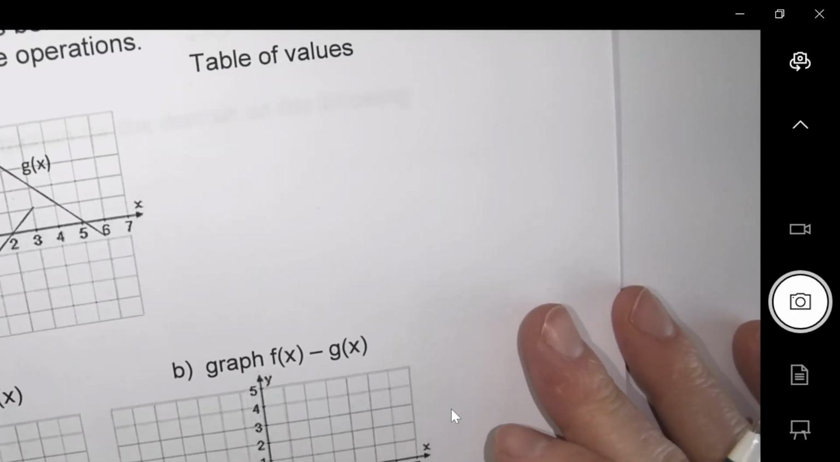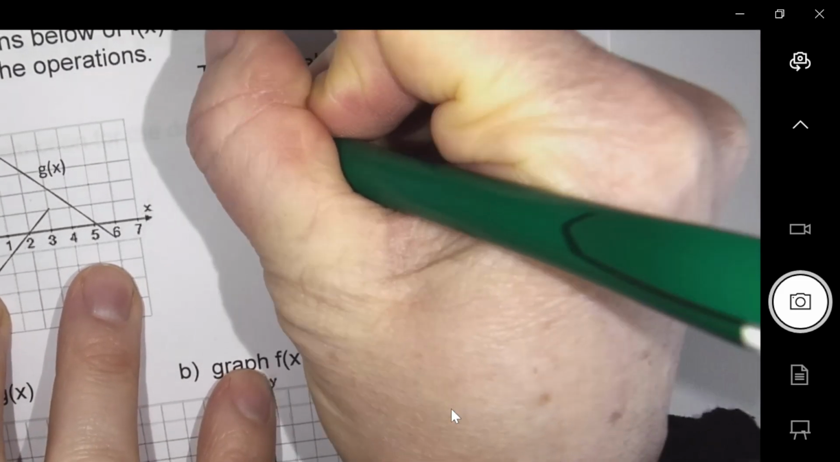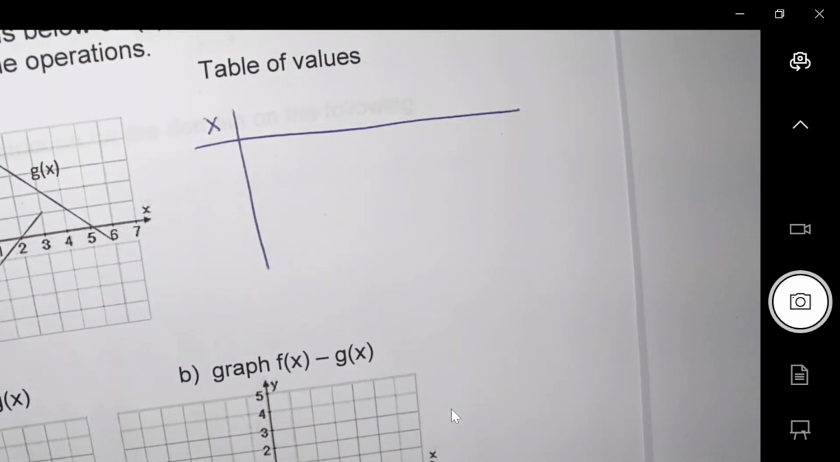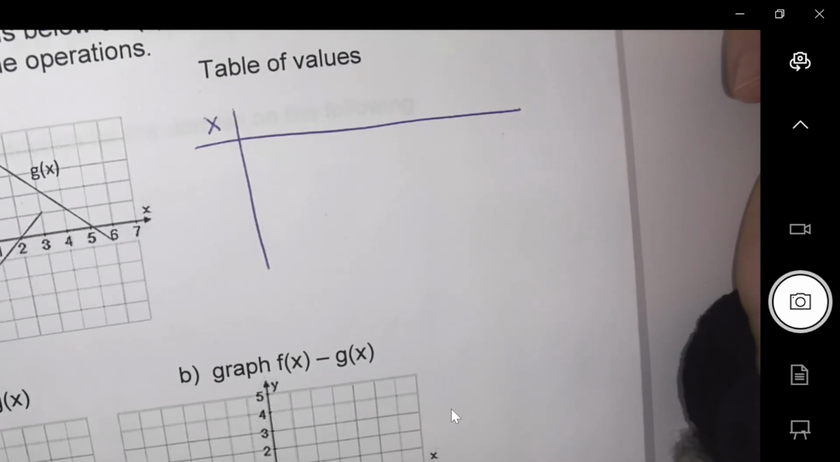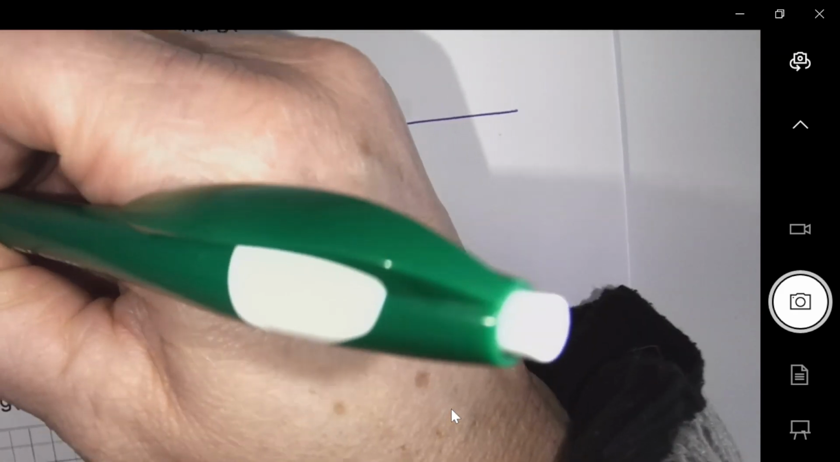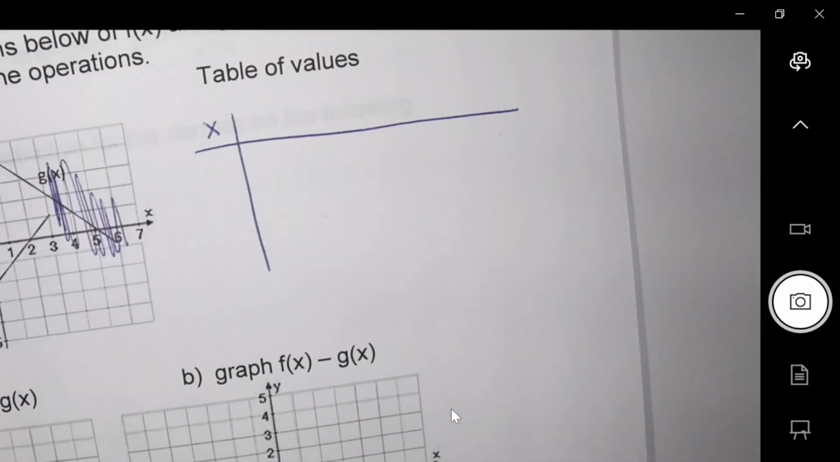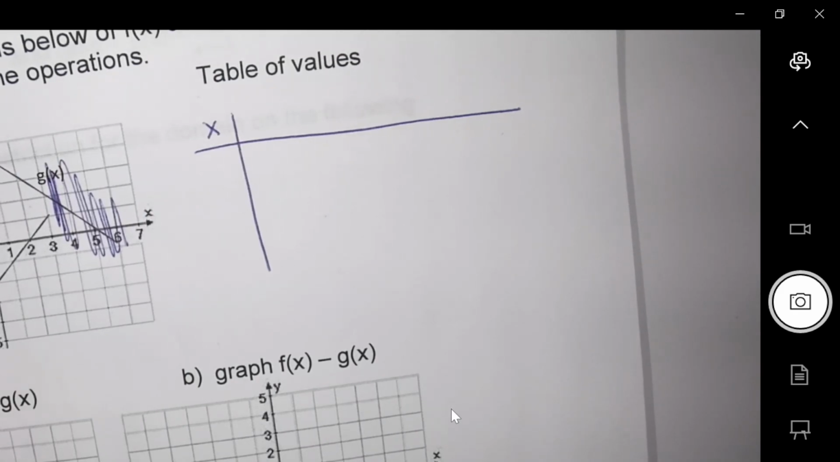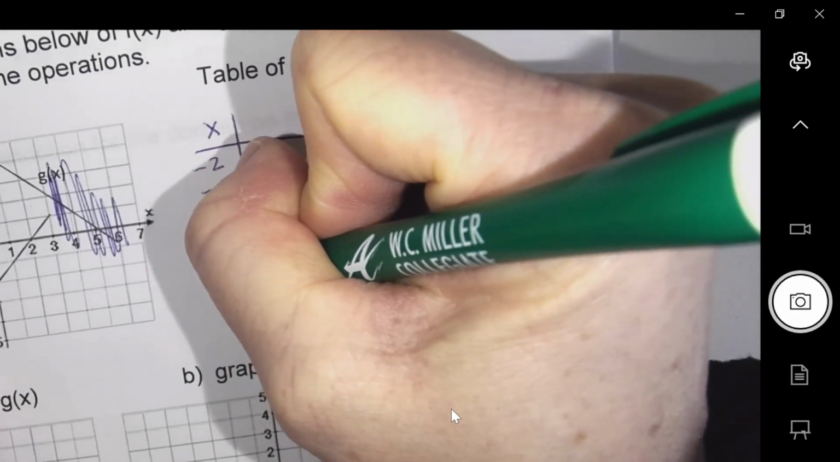Okay, so let's make a chart here. And let's go x. What are all the x values on my domain? Where do I want to start x out? Has to be where they both exist, right? So I can't be there or there. Can't do that part. So -2, -1, 0, 1, 2, 3.